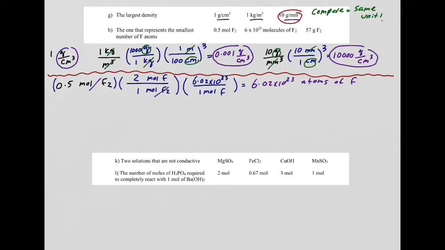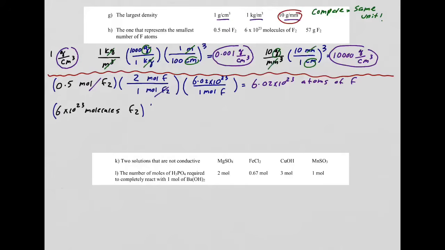Next one is we have 6 times 10 to the 23rd molecules of F2. Okay, molecules of F2. Now, there is a shortcut to this, but I'm going to do it a long way just because I want consistency, and then I keep talking about the mole ratio. So I've given you F2, but what we really want is F, right?